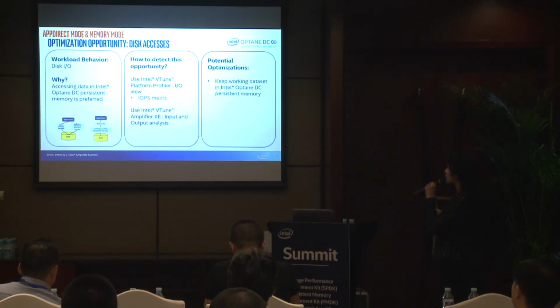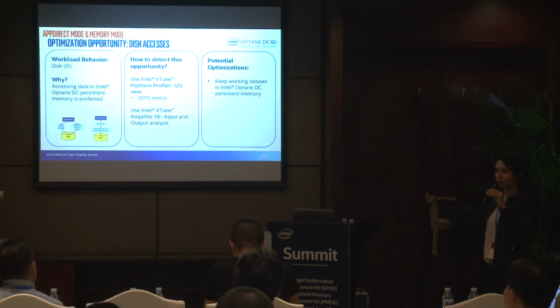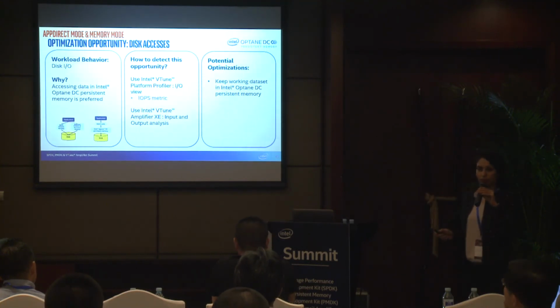In VTune Platform Amplifier, we have input and output analysis, and within that analysis there are a bunch of IO metrics that can be used to identify if you're doing a lot of disk IO or not. The potential optimization here is to keep your working data set in your Intel Optane DC persistent memory.